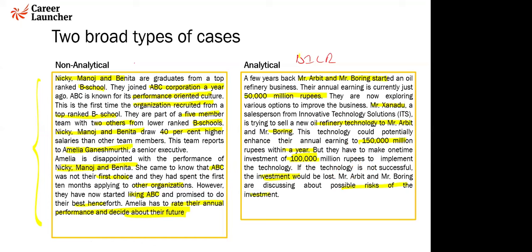So very clearly, analytical is more like DILR or is number based, while the non-analytical or behavioral is more about the situation in which you have to take a decision.